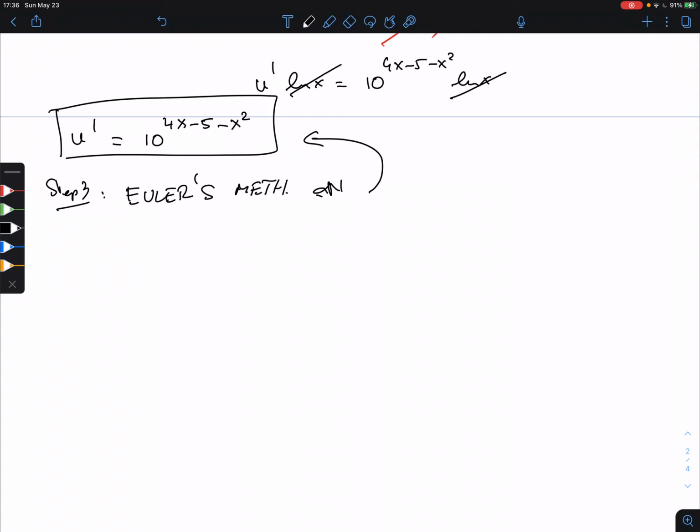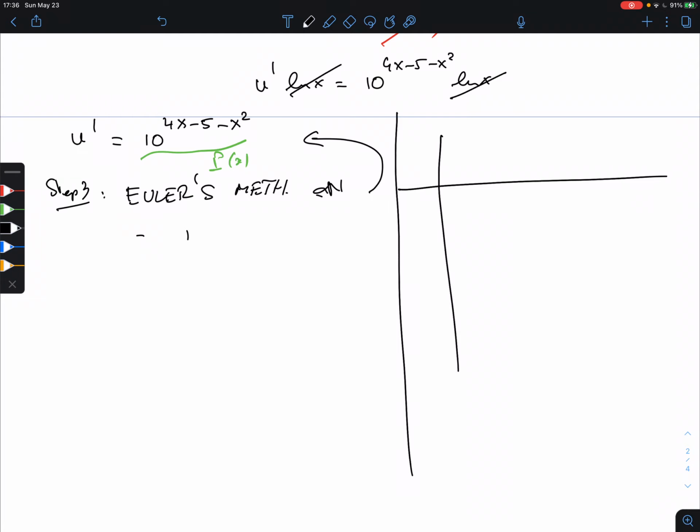So what happened here? We have u prime is equal to this p(x), and this is the p(x) here. Well, let me write it this way. Let me not copy it. So this is going to be our p(x). And I find it easiest to make a table here. So I'll make the table on the side. So what am I going to do?